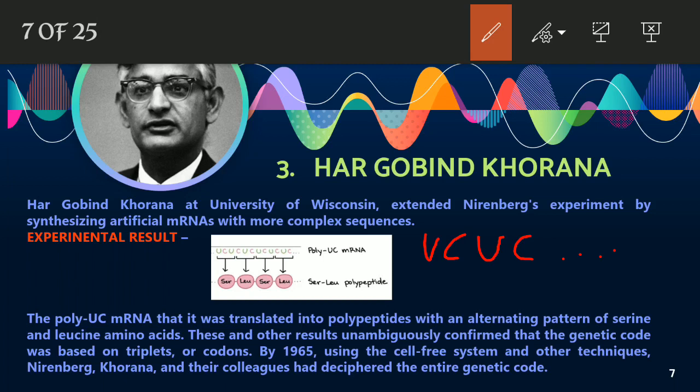It was found that the poly-UC mRNA was translated into polypeptides with an alternating pattern of serine and leucine amino acids. These results thus confirm that the genetic code was based on triplets, and today we know that the serine is encoded by UCU and leucine is encoded by CUC. By 1965, Nirenberg, Khorana and their other colleagues had deciphered the entire genetic code through this technique, and they also went on to receive the Nobel Prize in 1968 for their contributions.